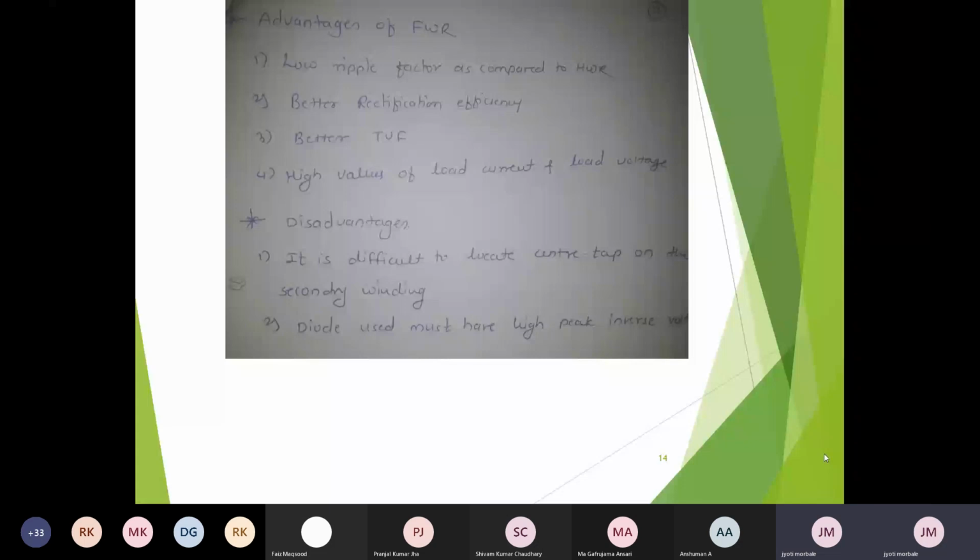Now disadvantages. Disadvantage of full wave rectifier is it is difficult to locate a center tap connection at the secondary winding. And another disadvantage is that in full wave rectifier 2 diodes are required. So 2 diode means एक का cost unnecessarily increase हो गया, circuit थोड़ा बड़ा हो गया. So this circuit is little bit costlier because center tap transformer is required, one more diode is required. So circuit का थोड़ा cost increase हो जाता है, circuit will become more bulky and it requires more space. So these are the disadvantages of full wave rectifier.